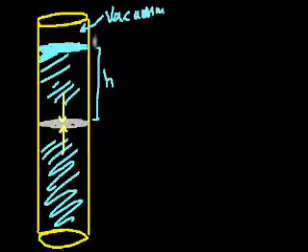So here I've drawn a cylinder. And in that cylinder, I have some fluid. Let's not assume that it's water. It's some fluid, and that's the blue stuff. And I'm also assuming that I'm doing this on a planet that has the same mass as Earth, but it has no atmosphere. So there's a vacuum up here.